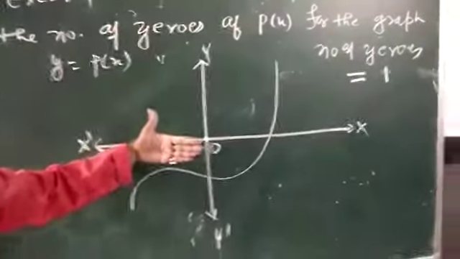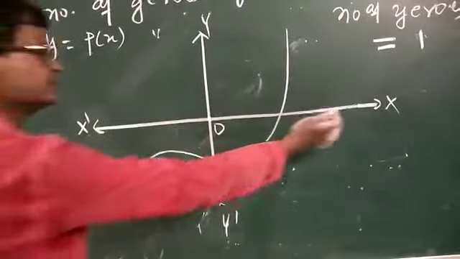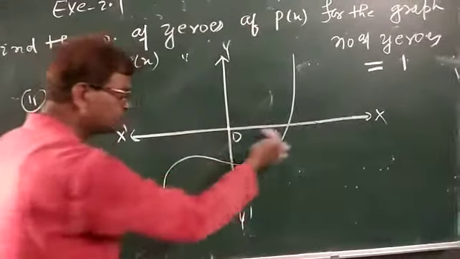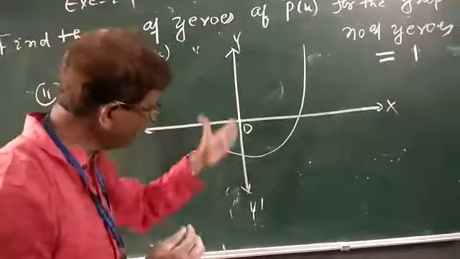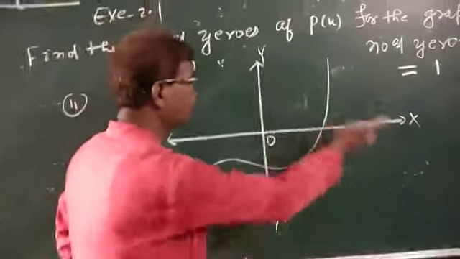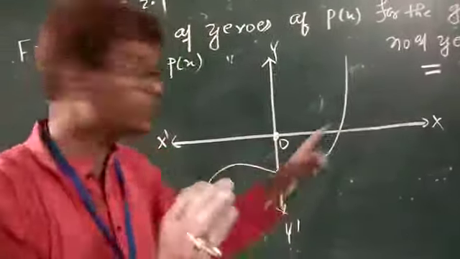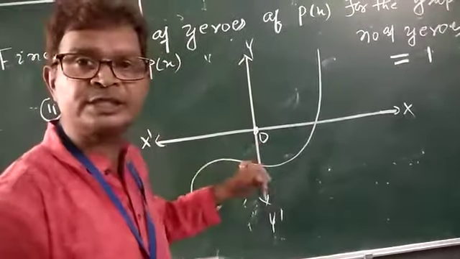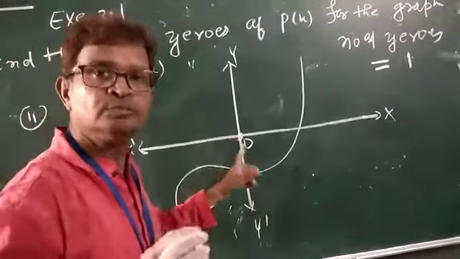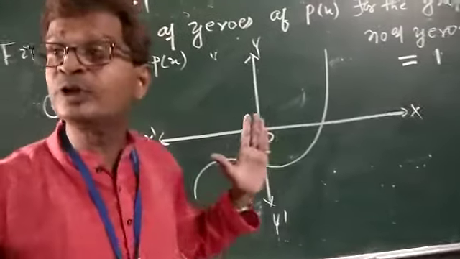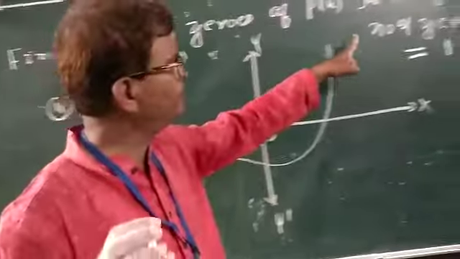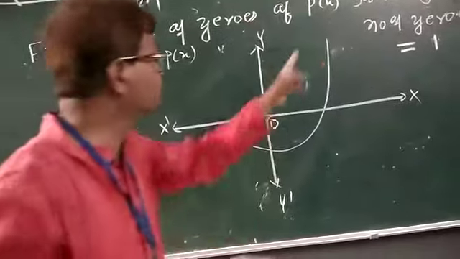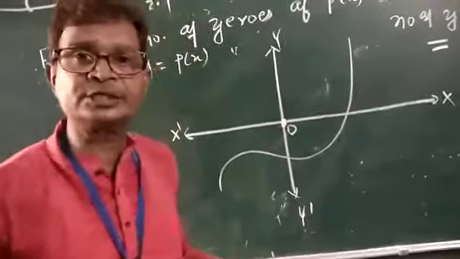See this graph cautiously. In this graph, x dash will be the x-axis, y dash will be the y-axis. This horizontal line is said to be the x-axis. This vertical line is said to be the y-axis. And the point of intersection of the x-axis and y-axis, where they intersect each other at this point O, is said to be the origin. Now we have to find the number of zeros for this graph. At first you have to determine how many times the given graph intersects the x-axis.